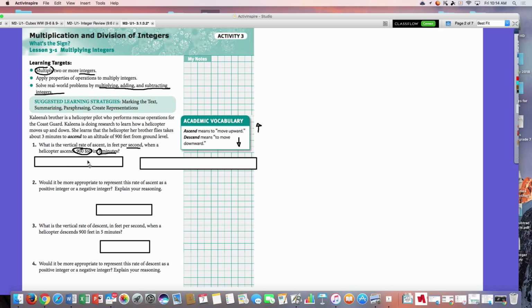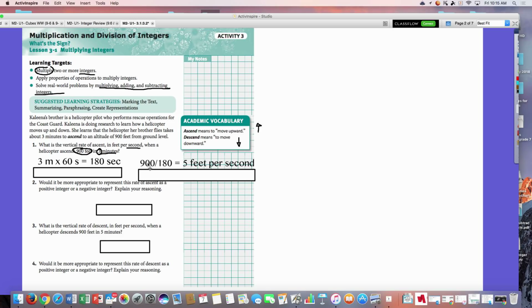They tell us it ascends 900 feet in 3 minutes. Well, let me figure out how many seconds that is. 3 minutes. There's 60 seconds in a minute. 3 times 60 is 180. So now I can divide 900 by 180, which equals 5 feet per second. That's a pretty quick helicopter. And an ascent means go up, right? So that's a positive number.